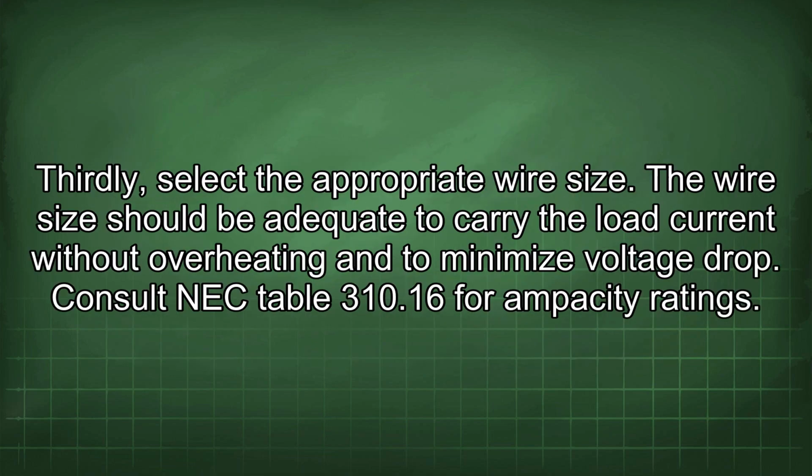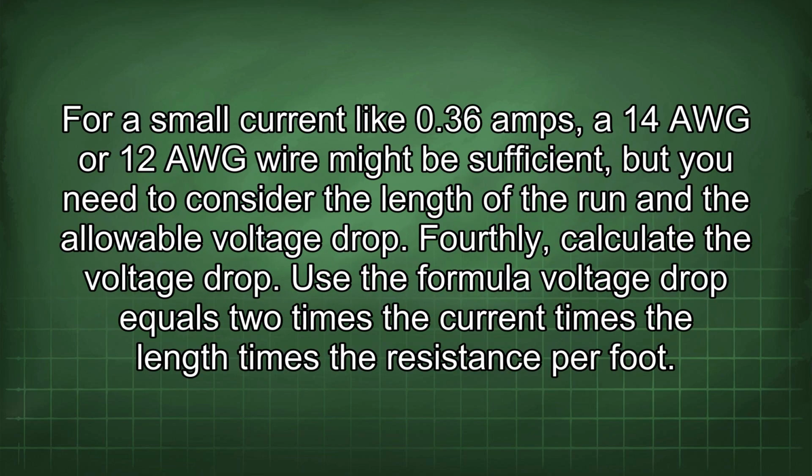Thirdly, select the appropriate wire size. The wire size should be adequate to carry the load current without overheating and to minimize voltage drop. Consult NEC Table 310.16 for ampacity ratings. For a small current like 0.36 amps, a 14 AWG or 12 AWG wire might be sufficient, but you need to consider the length of the run and the allowable voltage drop.